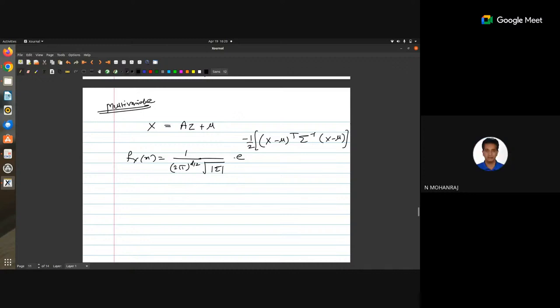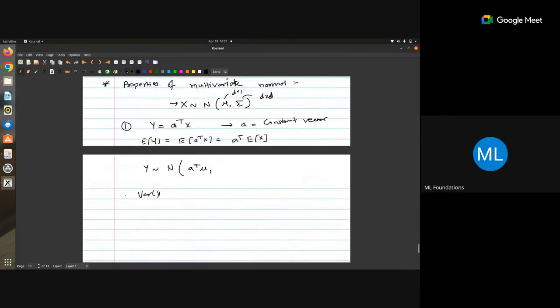In this case, what will be the variance of y then? With that multivariate normal distribution, y is a function of x, right? So what is the variance of y? It is the variance of a transpose x. Suppose it was a constant times x, then it would be a transpose squared into the variance of x. It should be like that, right?